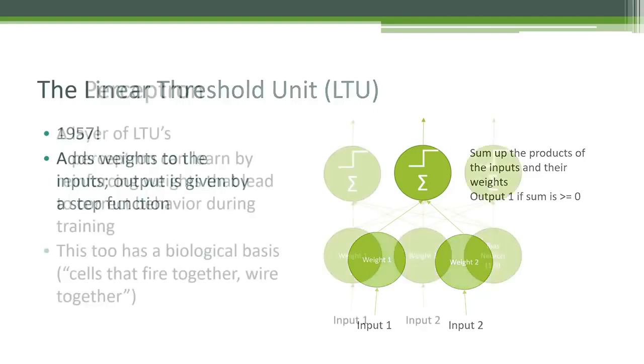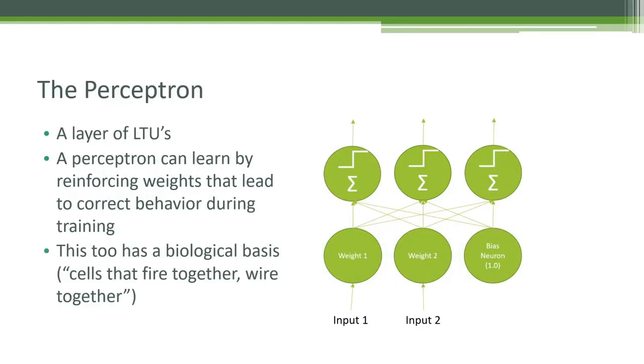So let's build upon that even further, and we'll create something called the perceptron. And a perceptron is just a layer of multiple linear threshold units. Now we're starting to get into things that can actually learn, okay? So by reinforcing weights between these LTUs that produce the behavior we want, we can create a system that learns over time how to produce the desired output. And again, this also is working more toward our growing understanding of how the brain works.